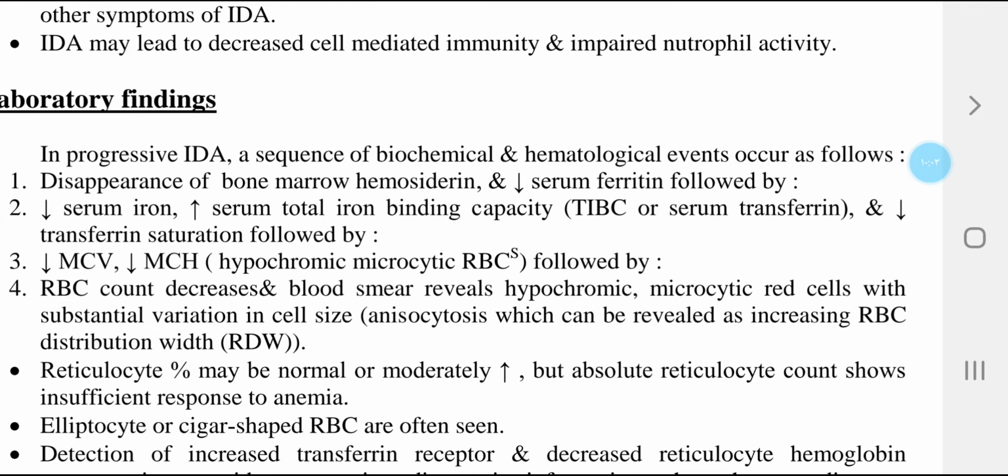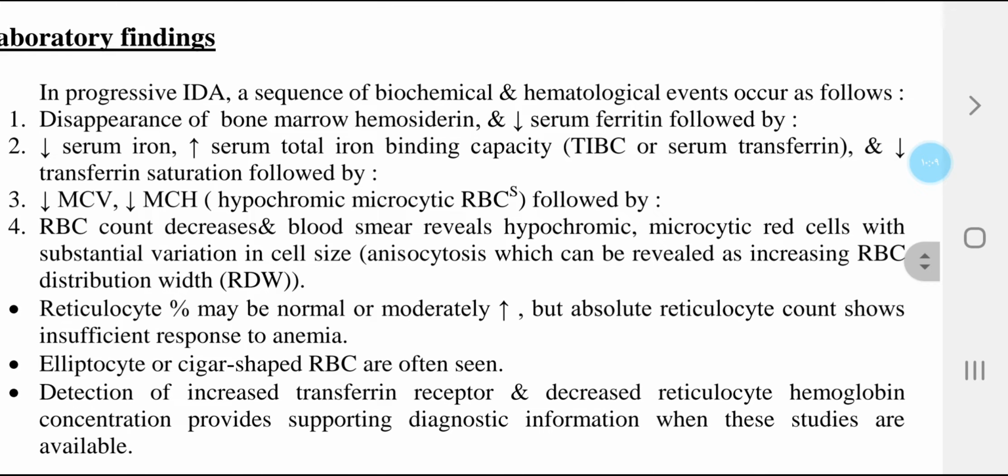Laboratory findings of iron deficiency anemia. In progressive iron deficiency anemia, a sequence of biochemical and hematological events occurs as follows. First, disappearance of bone marrow hemosiderin and decreased serum ferritin, followed by decreased serum iron, increased serum total iron binding capacity or serum transferrin, and decreased transferrin saturation, followed by decreased MCV and MCH, indicating hypochromic microcytic RBCs, followed by RBC count decrease.